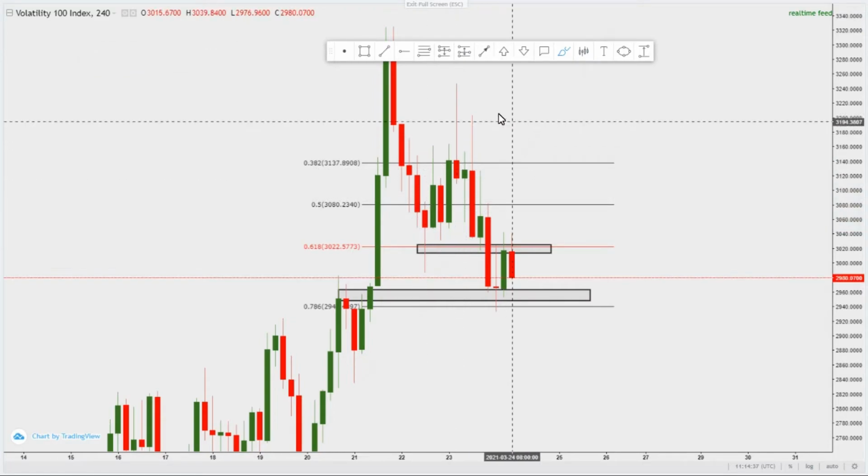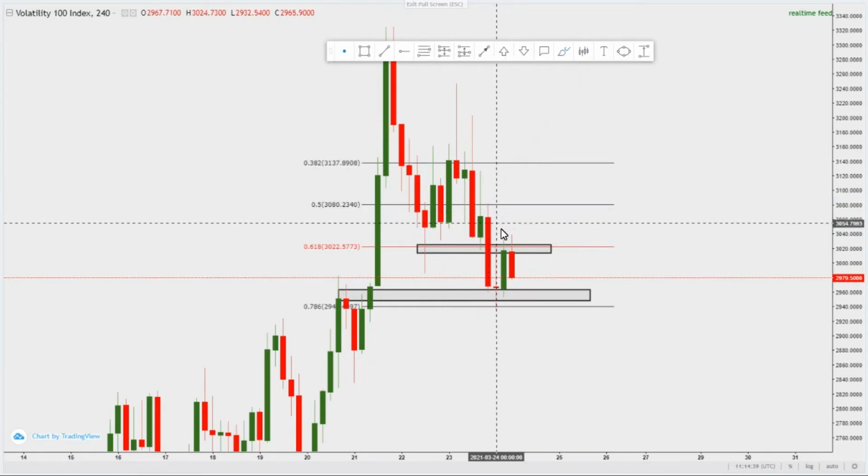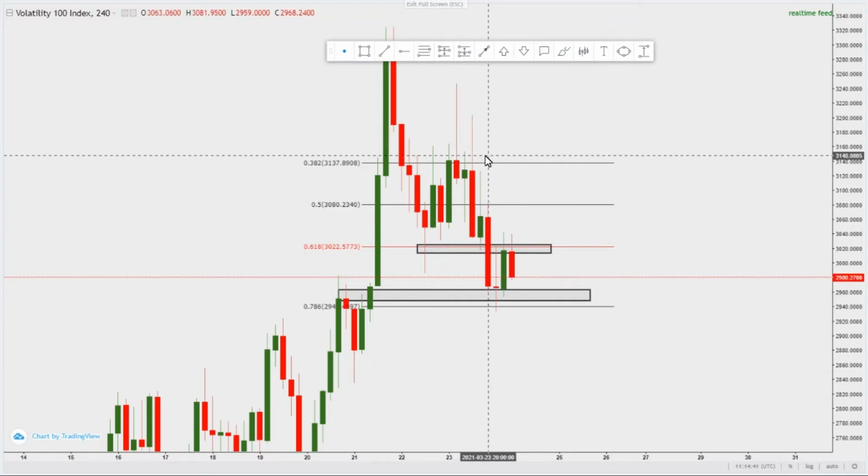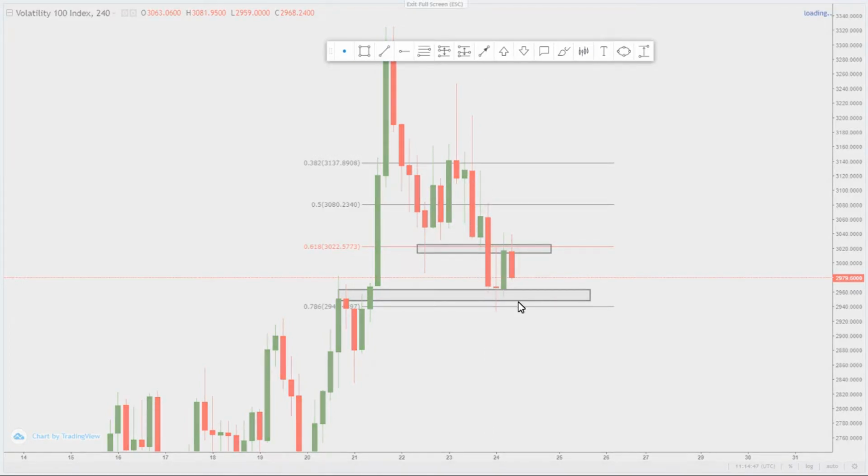So I understand the market. I understand why the market is dropping. What I'd be doing here is, if I had seen this move earlier on, I would have scalped this short-term sell to this previous low right here, this support zone right here.